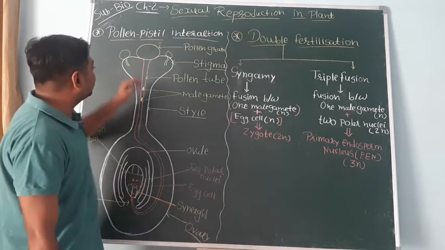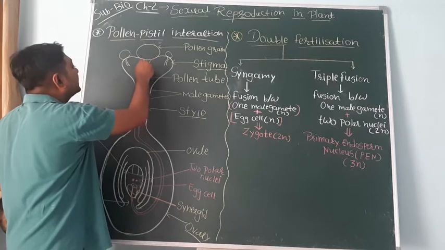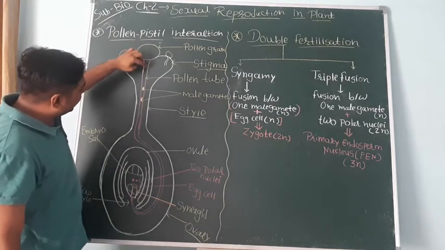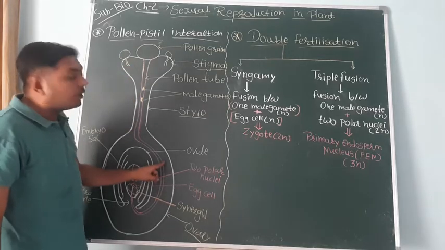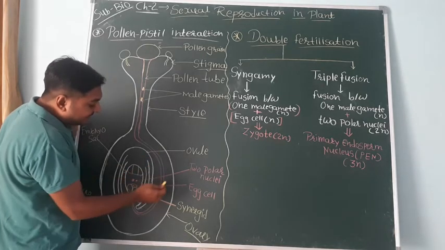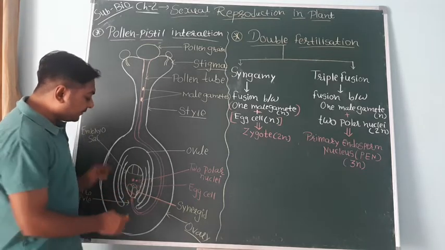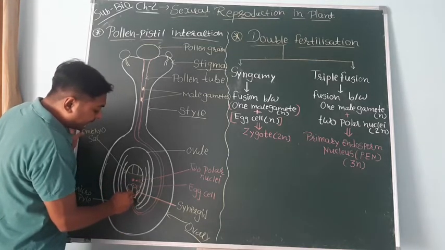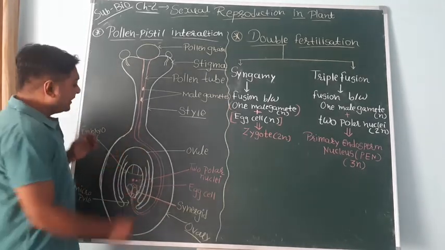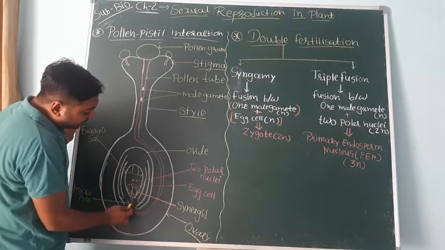Post-pollination events means it starts to develop a pollen tube into the stigma or style. Then this pollen tube develops into the style, and from the style it enters into the ovary. You can see here. Then from the ovary it is guided by the synergids, and the synergid has a special structure, the filiform apparatus. This filiform apparatus guides the pollen tube into the ovule.